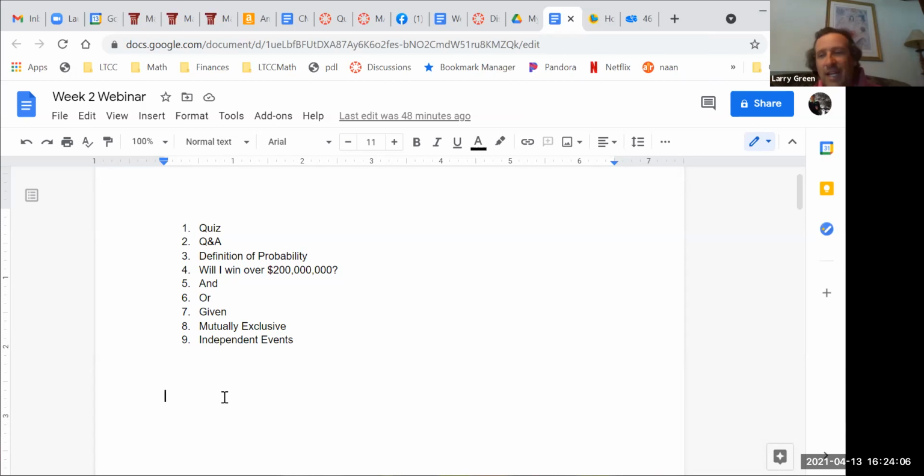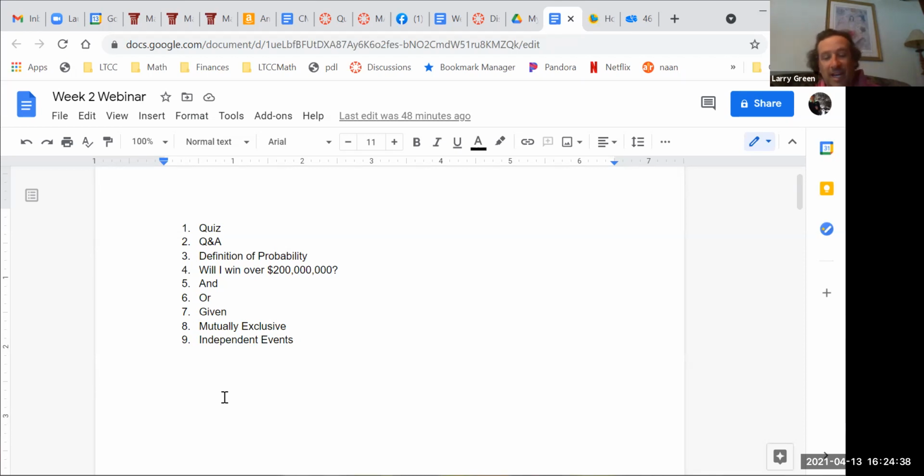I know that in the new generation, fewer people are playing, but did anyone need a refresher on what a card deck looks like? Speak now, forever hold your peace. Okay, so if you don't need a refresher, then yeah, 52 in a deck, 4 suits, 13 values, and 4 times 13 is 52. So that's why it's 52.